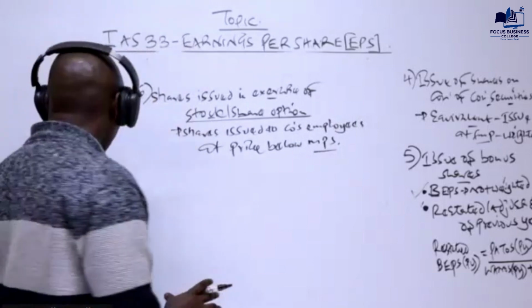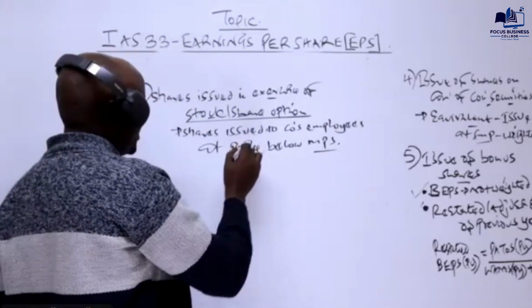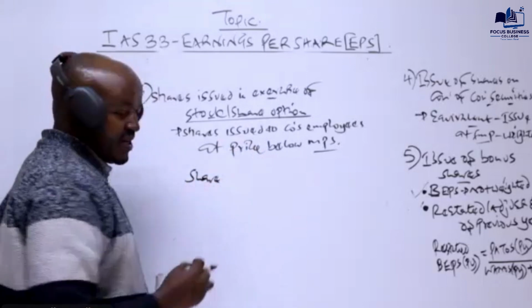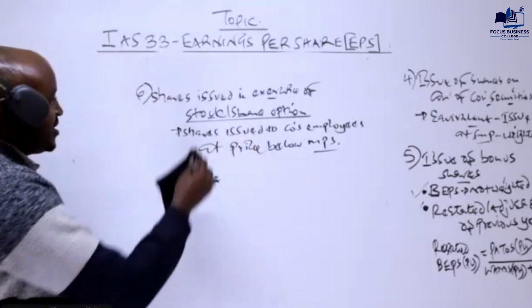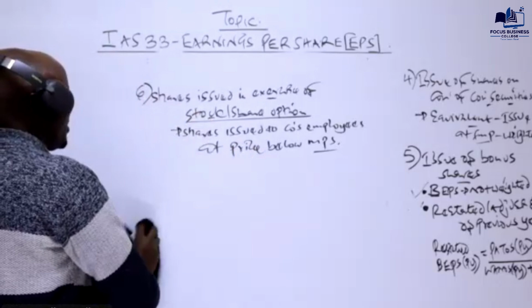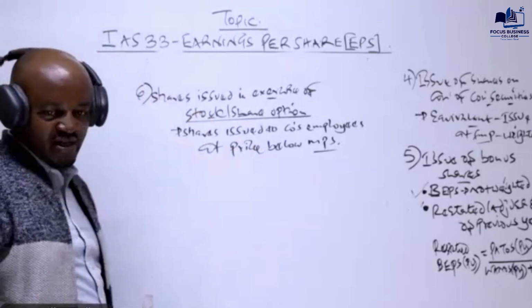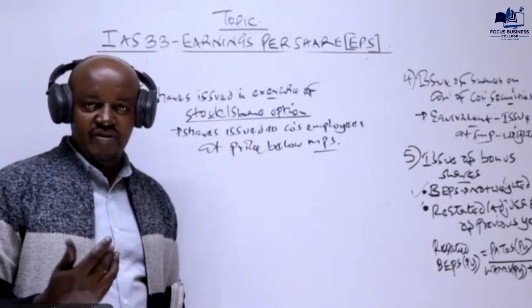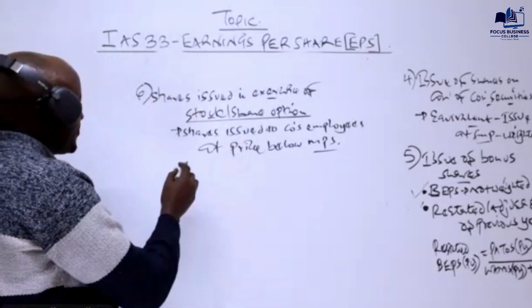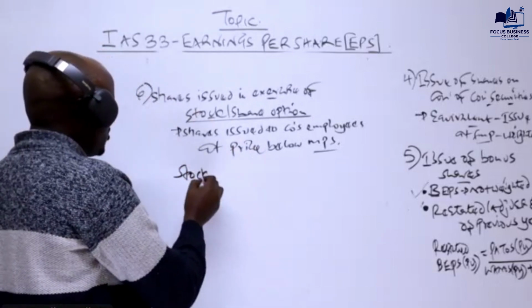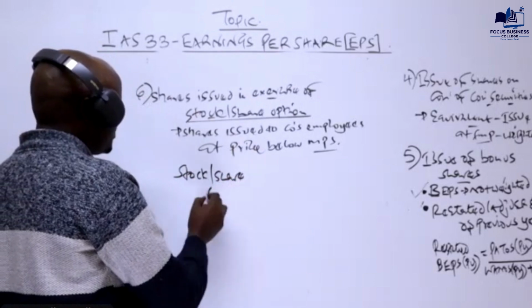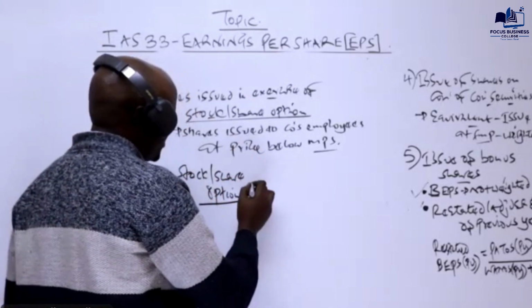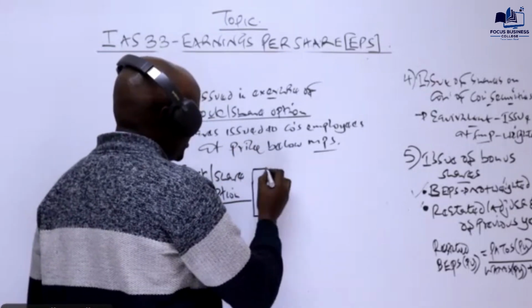Now, anytime the company issues shares at a price below the market price, like in the case of a stock option, it is assumed that some of the shares have been issued at full market price and other shares have been issued free of charge. So therefore here, the shares issued in the share option, because they will be issued at a price below the market price, we split them into two components.